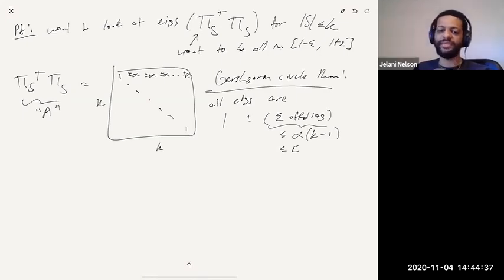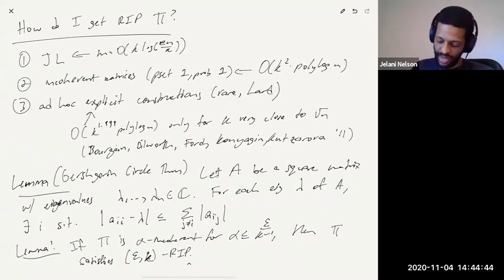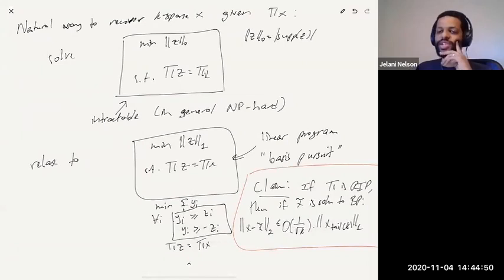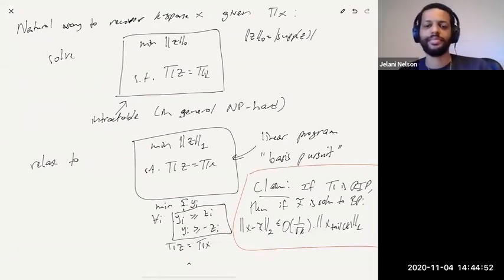And now in the remaining 15 minutes, I'll try to prove that RIP implies that basis pursuit works. So I'm going to prove this claim. Any questions before I prove the claim? No? Okay. So let's get to work.